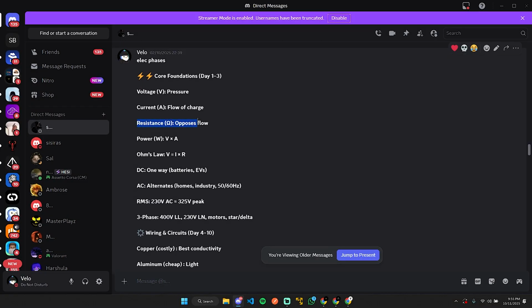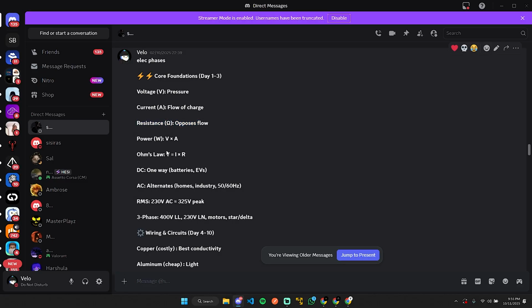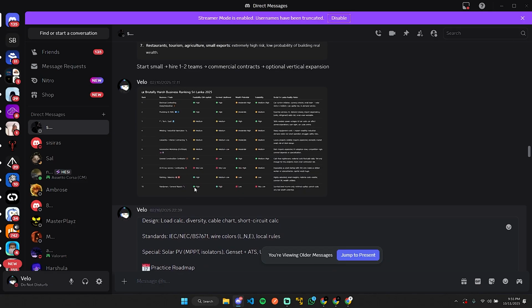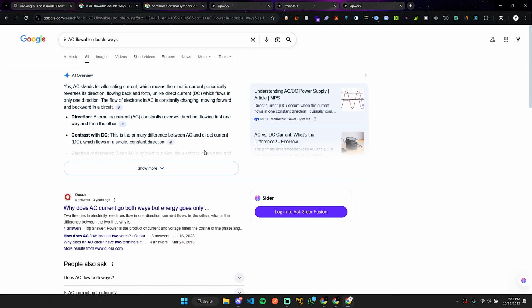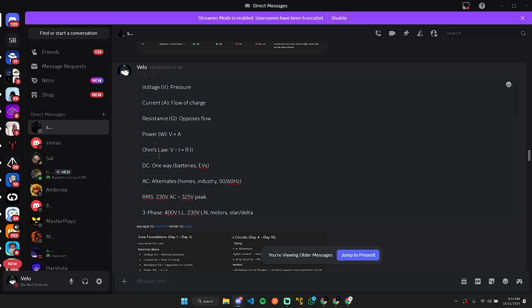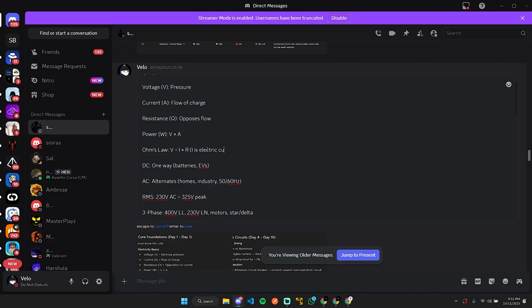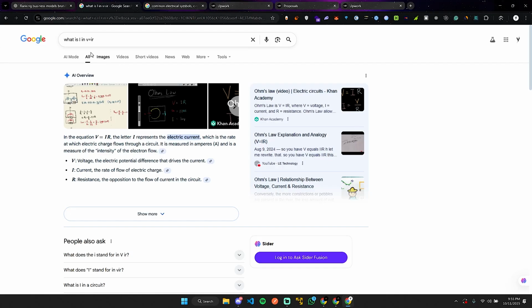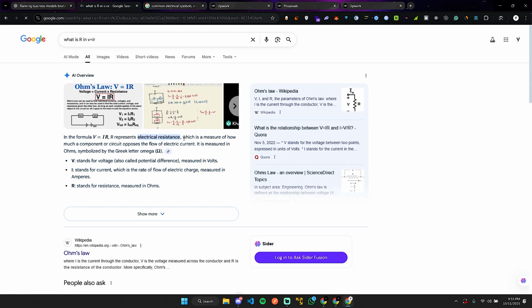And resistance opposes flow. Of course, we know what resistance is, right? Which is the ohm symbol. And Ohm's law is V equals IR, and I is the current. So what is I in V equals IR? Ohm's law, V equals IR, I is electric current, R is resistance. Resistance is basically the opposition to flow. What is in fact resistance, right?